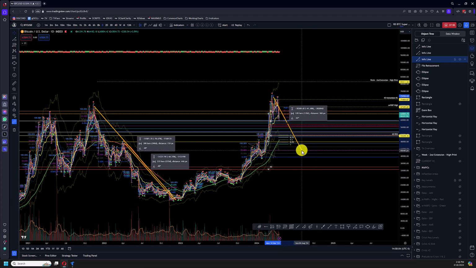I'm really watching this inflection zone right here. If it beats this inflection zone, so this value channel here, right around 42,000, that's a 40% pullback.